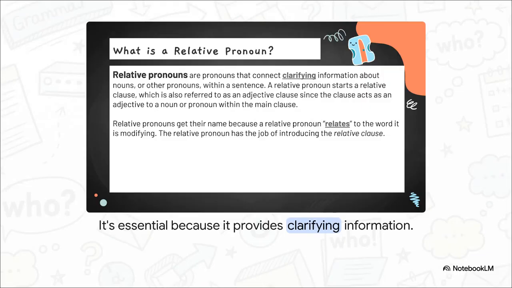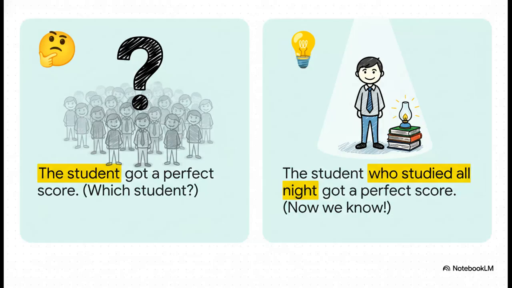Well, the answer comes down to one word: clarification. The information is essential because it tells your reader exactly which person or thing you're talking about. Without it, they're left scratching their heads going, wait, which one are they talking about? This example makes it super obvious. If I just say, the student got a perfect score, what's your first question? Which student? Right? There could be 100 students, but when I add that defining relative clause, who studied all night, bam, it's suddenly crystal clear. We know exactly which student we're talking about.